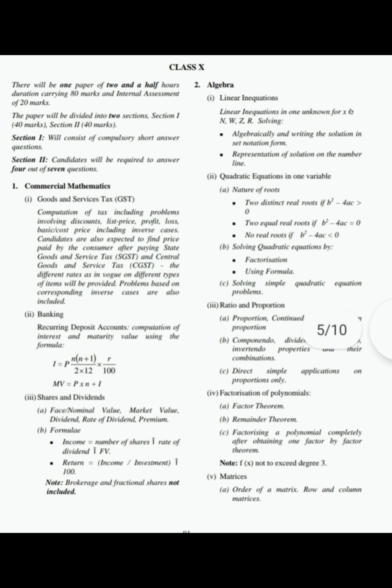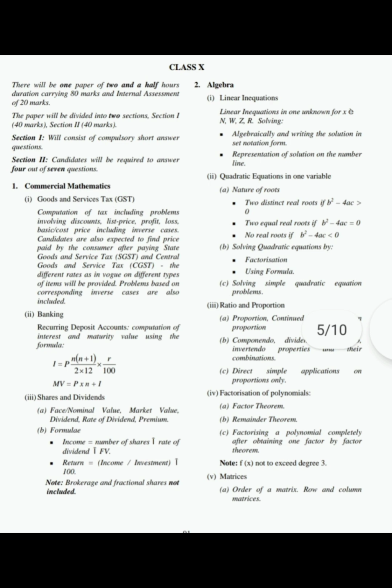And the third chapter, shares and dividend. You have to find face or nominal value, market value, dividend, rate of dividend and premium. And the formulas included are: income is equal to number of shares into rate of dividend into face value; return is equal to income by investment into 100. Here they have given the note: brokerage and fractional shares not included.